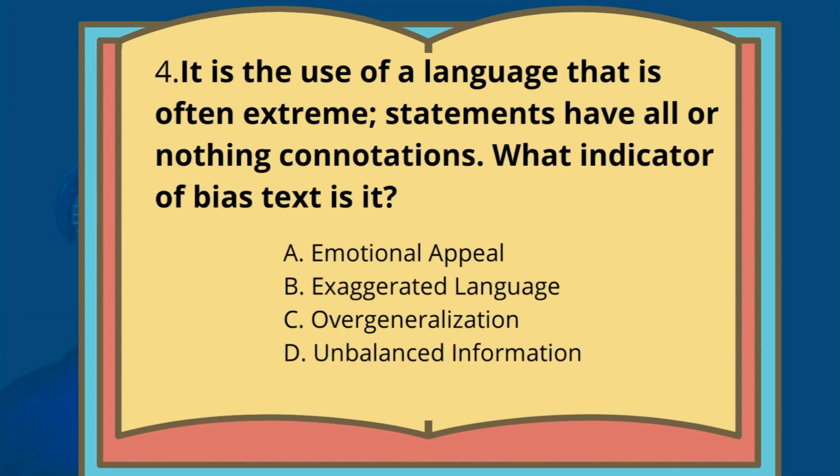Number 4. It is the use of a language that is often extreme. Statements have all or nothing connotations. What indicator of bias text is it? A. Emotional appeal. B. Exaggerated language. C. Overgeneralization. D. Unbalanced information. The answer is B. Exaggerated language.